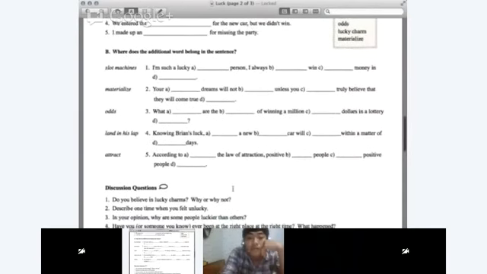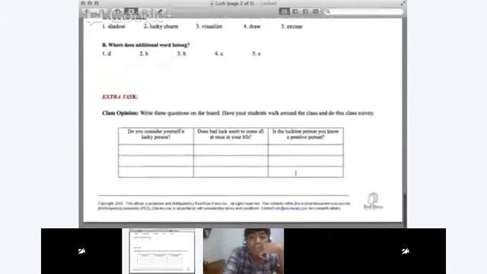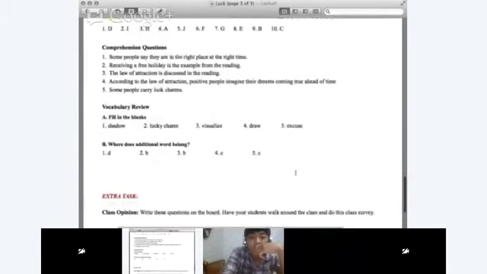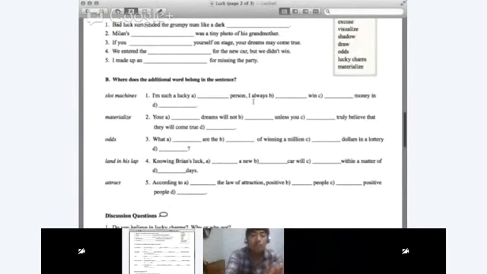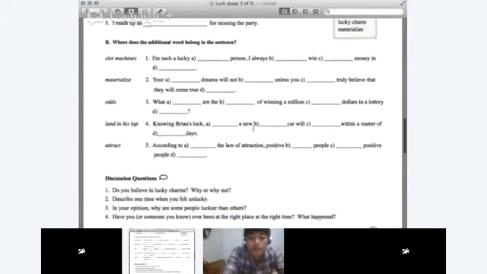Okay, so this one is, where does the additional word belong in the sentence? Okay, so number 1, I'm such a lucky person. I always win. I need to see what they're doing. Well, I don't understand this exercise.